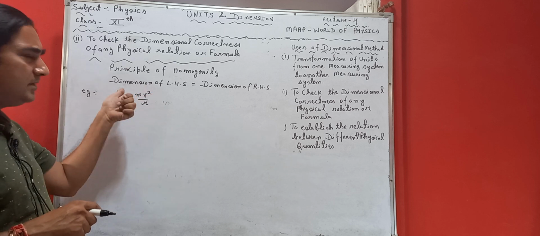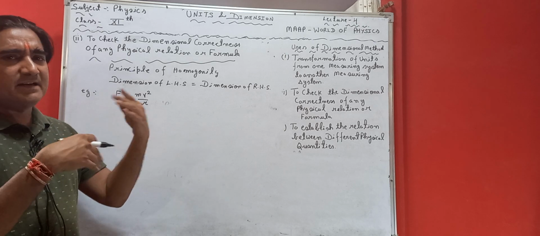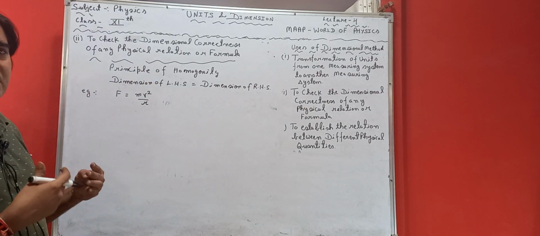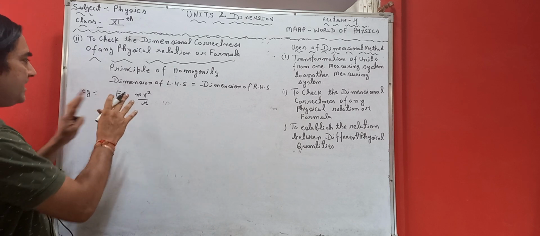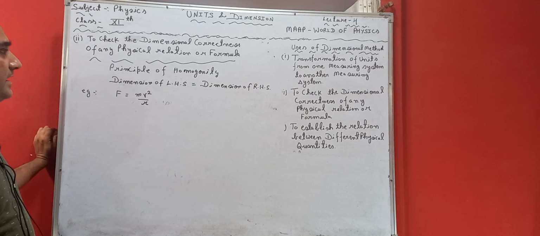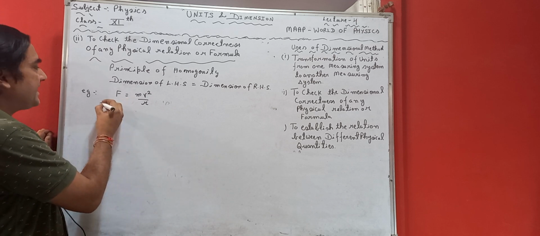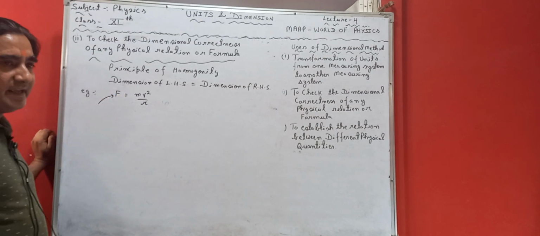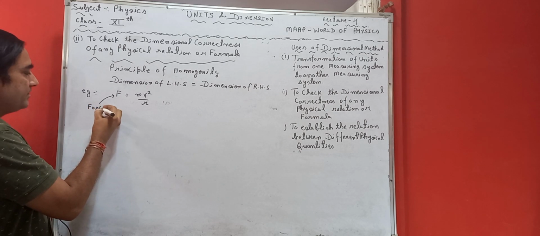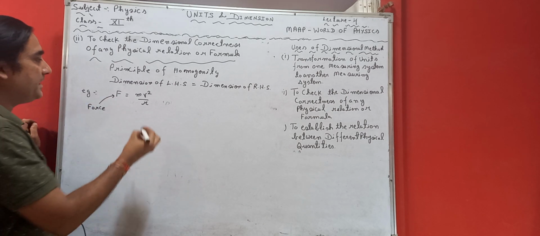How it will come or how it will derive, that we will see later on, when we go with the concepts of motion. But right now we have to check whether this formula is correct or not. So here in the right hand side, first we will go with the meaning of this F. F is force over here, force exerting on the particle.